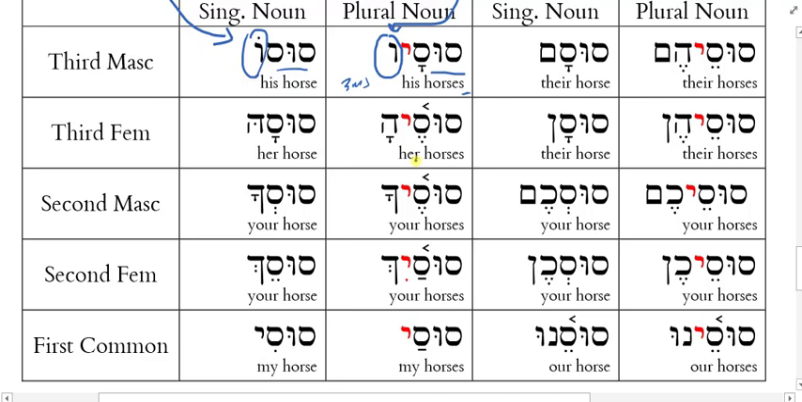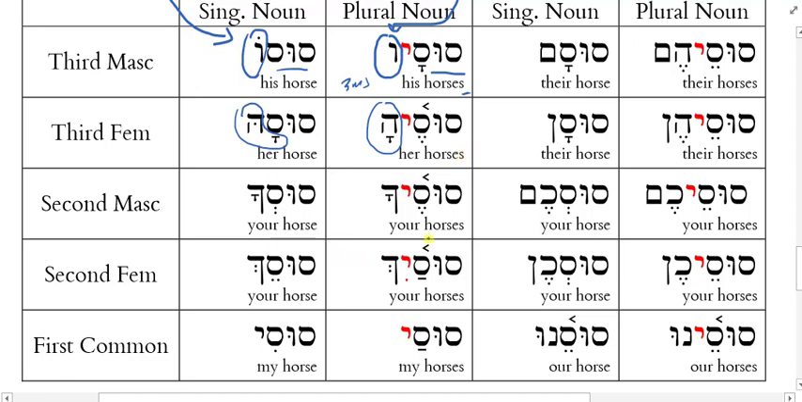Now look at the next one. If I want to say her horses, it's susehah. My pronoun is ha. Now notice that over here, if she has only one horse, the pronoun also has a hey, right? But there's a kametz before the hey when it's her one thing, her one horse. Here, the kametz doesn't go before the hey, it goes after the hey. So it's susehah. So both of them have heys and both of them have kametzes, but they're in the opposite order. So susehah is her multiple horses.